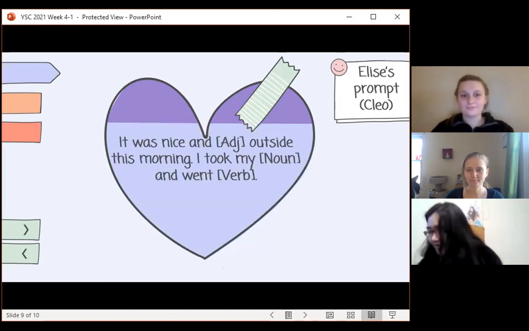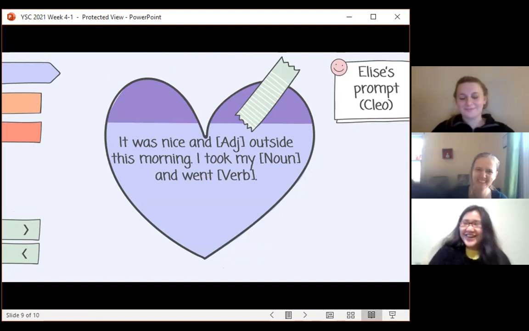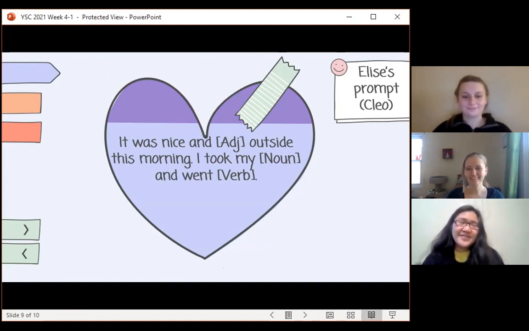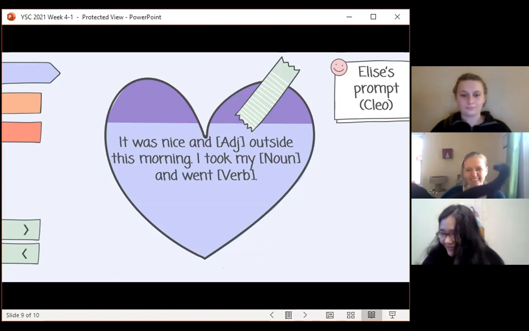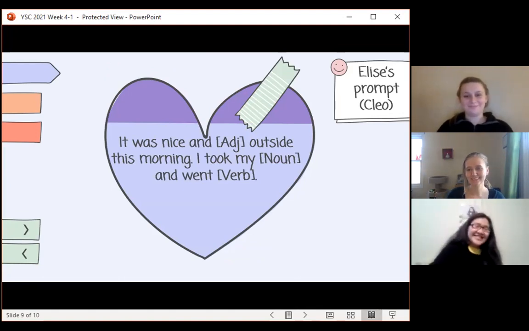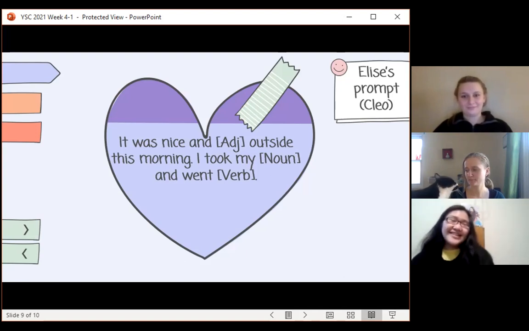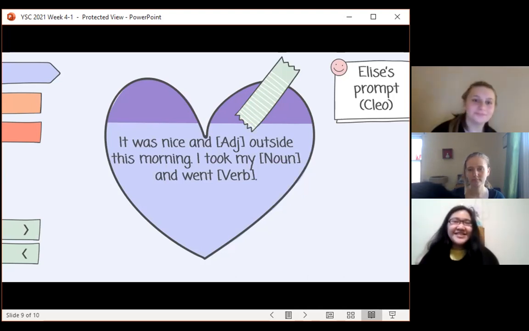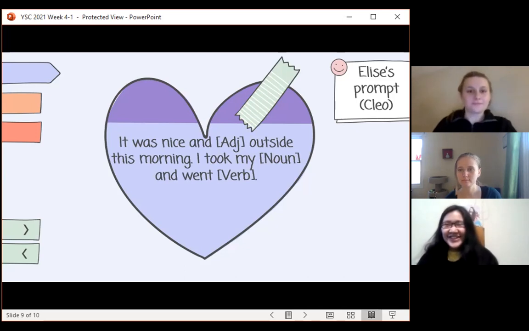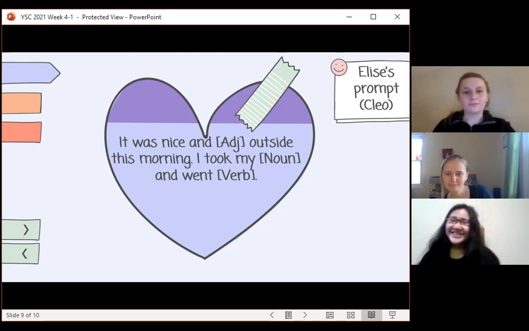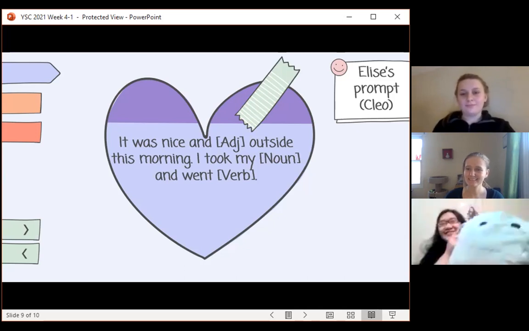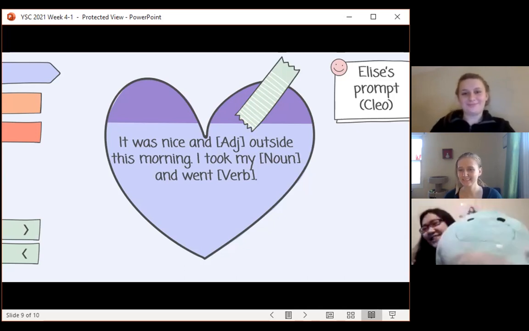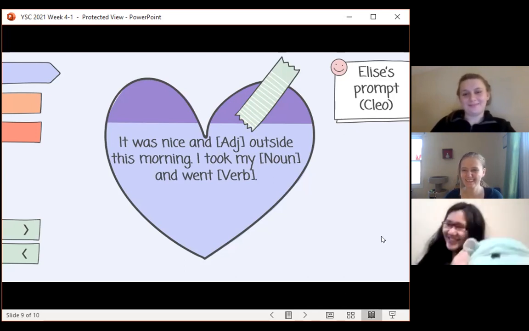So the words I chose were hippopotamus, learn, and fun. So yes, it was nice and fun outside this morning, and I took my hippopotamus and went learning. So let's try to figure this one out. I chose the noun hippopotamus. I'm not sure if you know what a hippopotamus is, but it's a type of animal. And not only do I like saying hippopotamus, but I also have this teddy bear, which is supposed to be a giant hippopotamus. So that's why I chose hippopotamus.